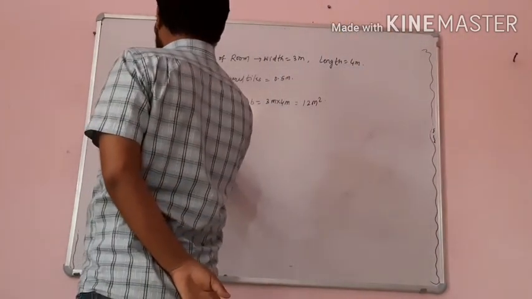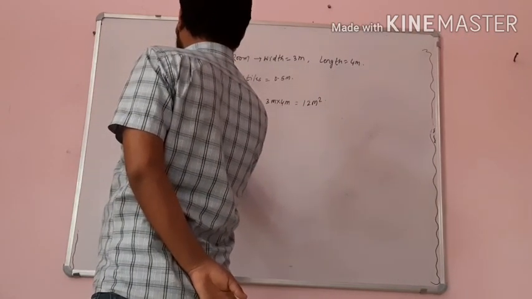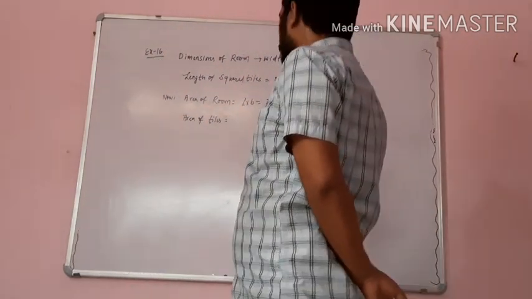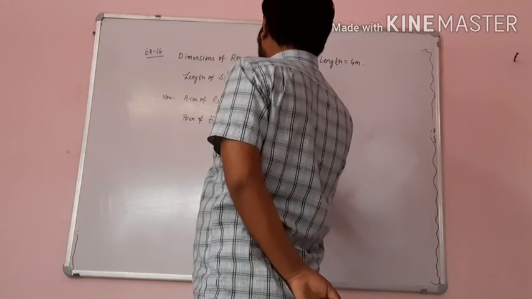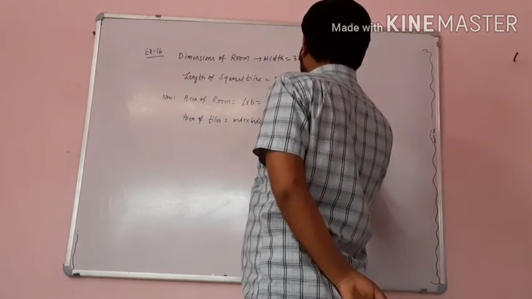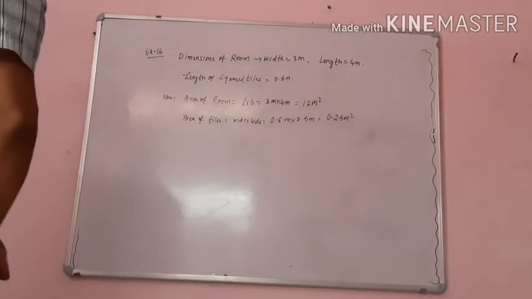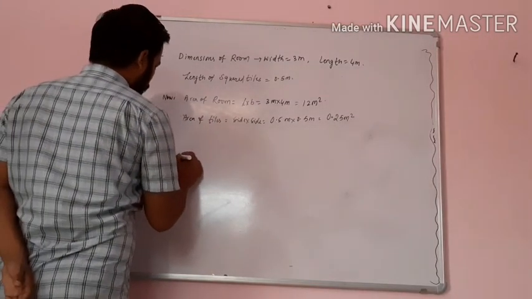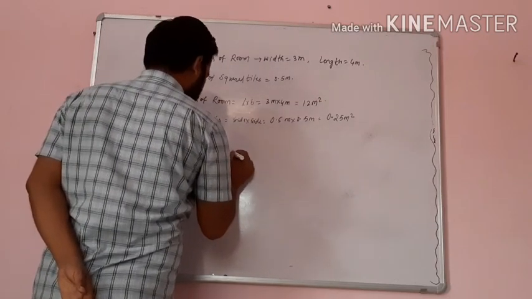Now, the area of a tile. Since the tile is in the shape of a square, it is side multiplied by side, that is 0.5 meter multiplied by 0.5 meter, that will be 0.25 meter square. The area of the tile is 0.25 meter square.